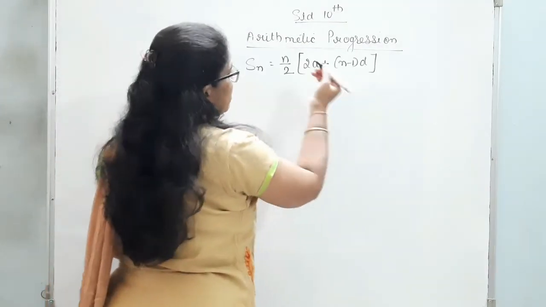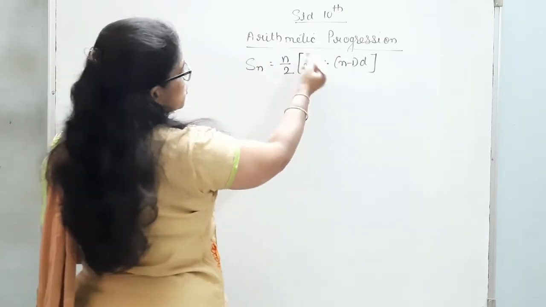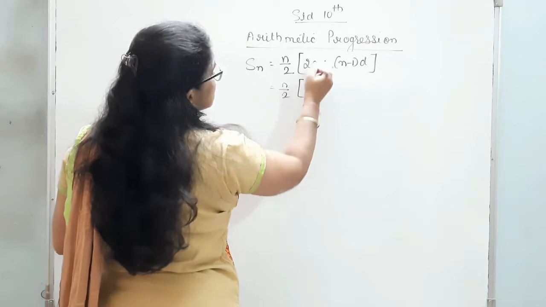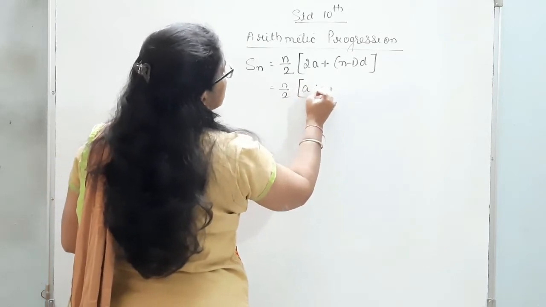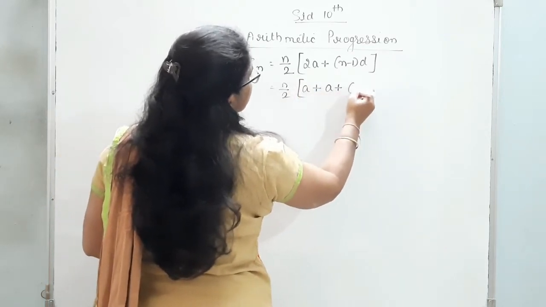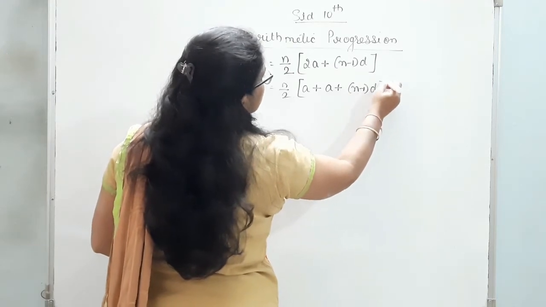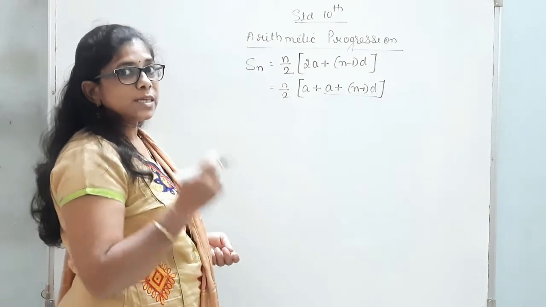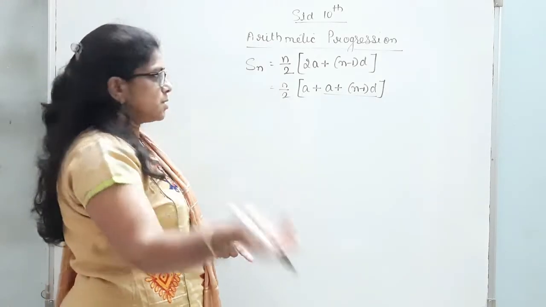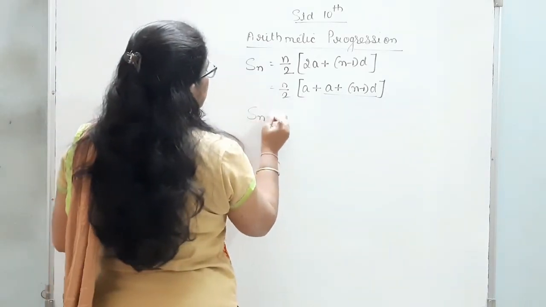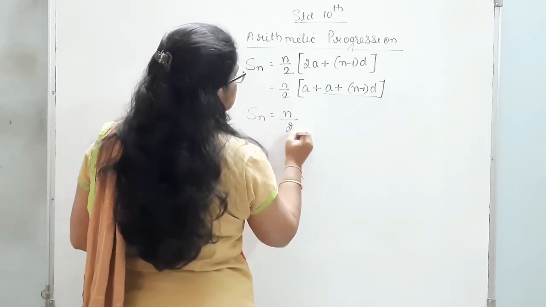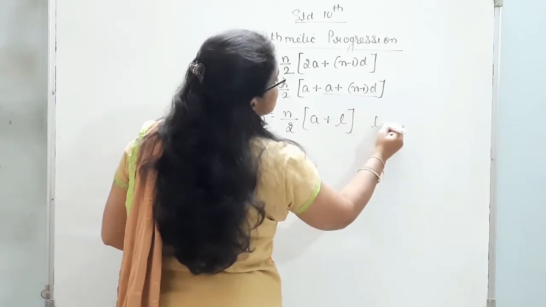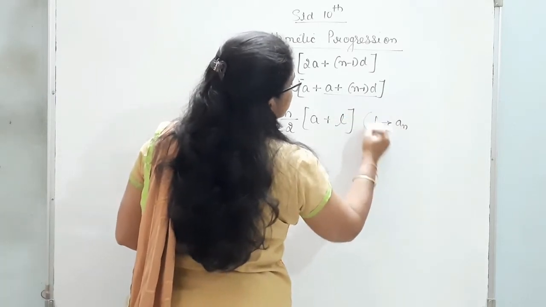Now we have the formula Sn is n upon 2, 2a plus n minus 1 into d. I'll just do one thing here. This 2a, I'll write as a plus a, plus n minus 1 into d. What is this a plus n minus 1 into d? We know that it is the nth term. The nth term is the last term. So in this formula, we denote the last term as l. Here l is nothing but our nth term.